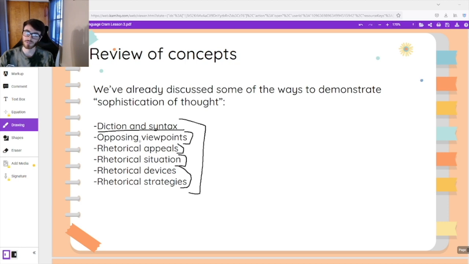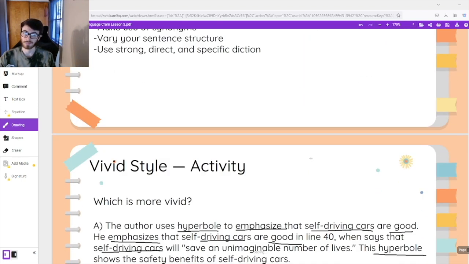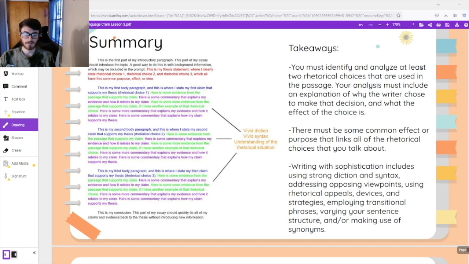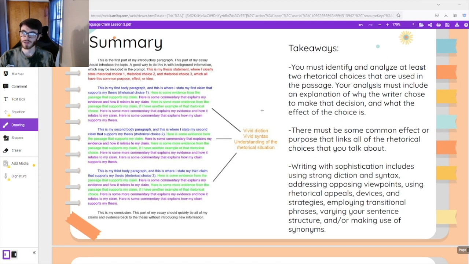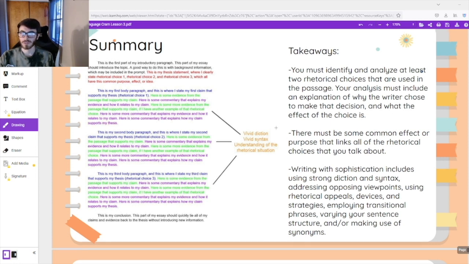If we're writing with strong diction and syntax, if we're writing in a vivid style, and we occasionally sprinkle in these other things, we should get that point. That's about it for today. Let's walk through a summary of what a rhetorical analysis essay should look like. We'll talk about our main takeaways, and that'll be it for lesson 3.